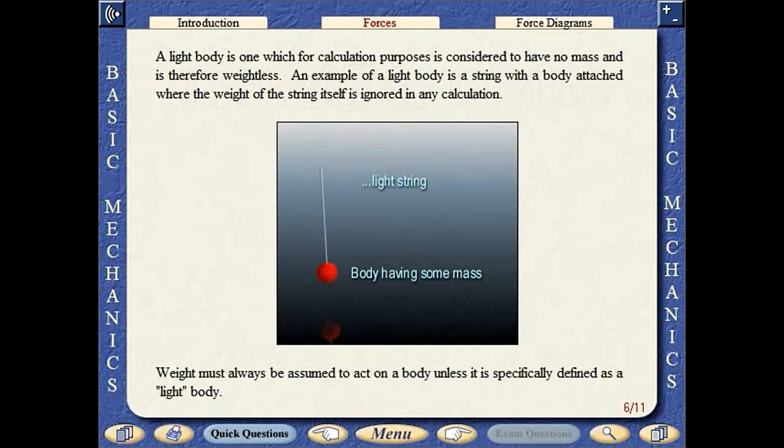A light body is one which, for calculation purposes, is considered to have no mass and is therefore weightless. An example of a light body is a string with a body attached, where the weight of the string itself is ignored in any calculation. Weight must always be assumed to act on a body unless it is specifically defined as a light body.